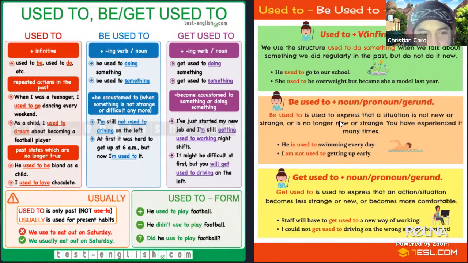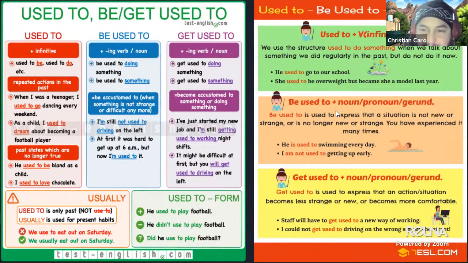So be used to is used to, valga la redundancia en este caso, be used to is used to express, que esto no es el uso anterior, de otro contexto, that a situation is not new or strange, or is no longer new or strange. You have experienced it many times. For example, he is used to swimming every day. I am not used to getting up early.